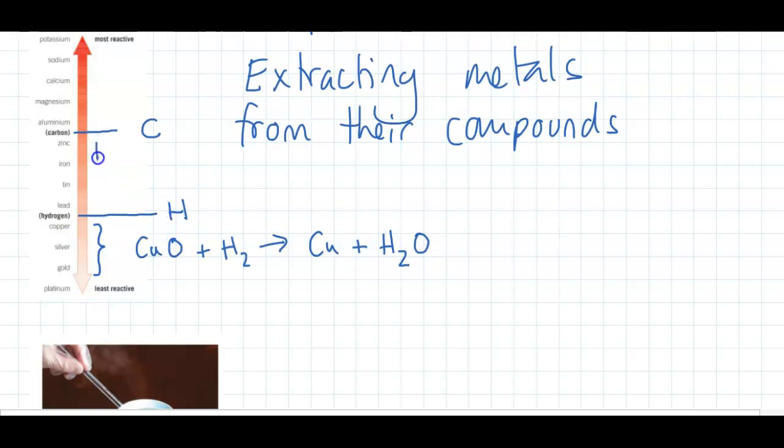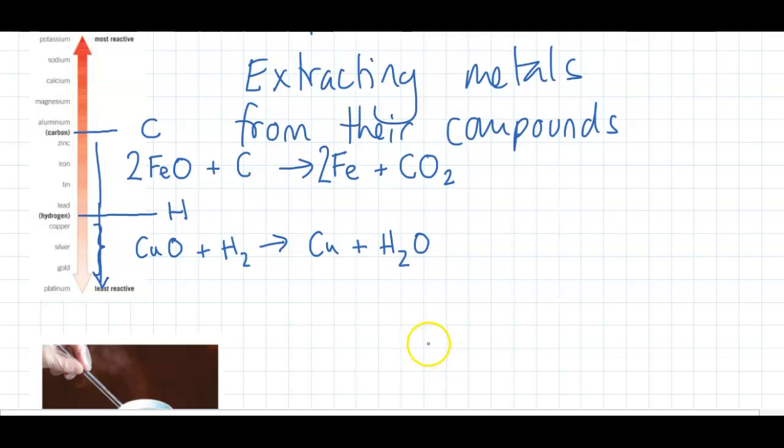Metals below carbon, so I could go all the way down to the bottom here, anything that's less reactive than carbon can be extracted by heating it with carbon. A good example would be to take some iron oxide and heat it up with carbon. The carbon will take the place of the iron because the carbon is more reactive than the iron, and the carbon has grabbed the oxygen, and it would actually make CO2. So we'd need two of those and two of those.